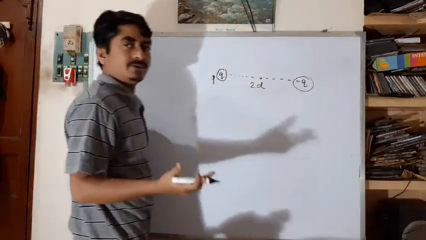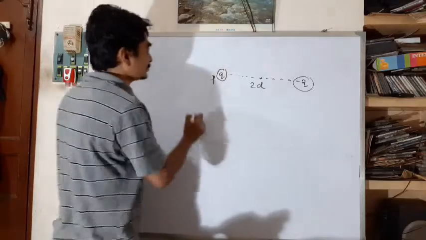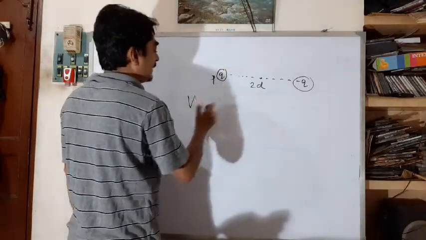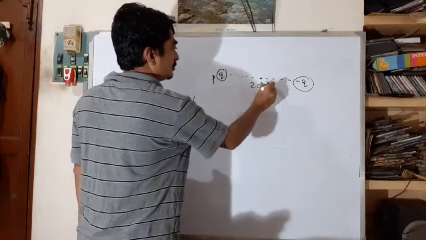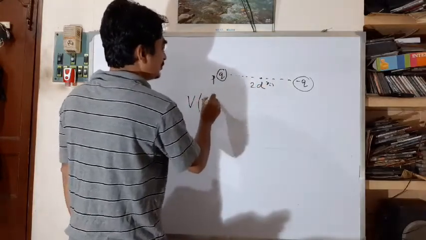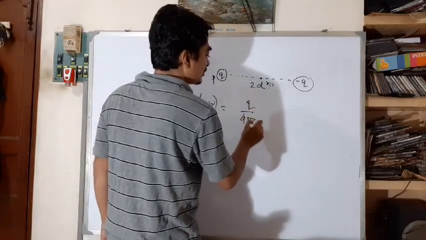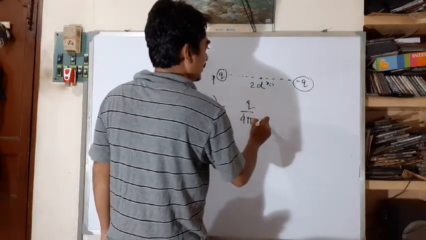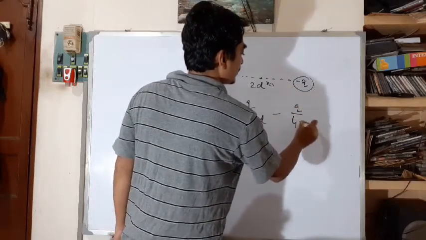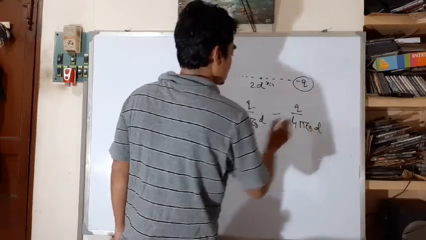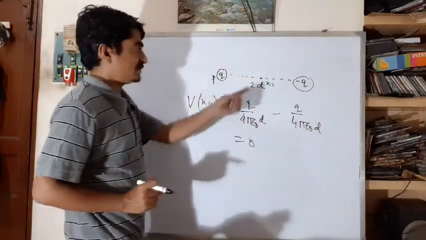We know that potential will also follow the superposition principle. So V at, suppose this is x equals 0. So V at x equals 0 will be Q by 4 pi epsilon naught D minus Q by 4 pi epsilon naught D. So this is 0. So at that point the potential is 0.